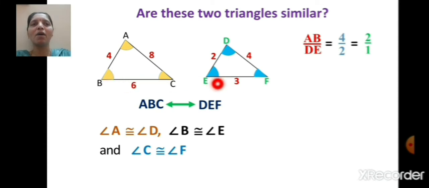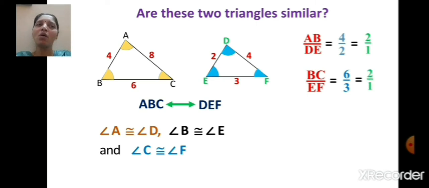Right? Now let's see the second ratio. That is BC upon EF. Substitute the values. BC is 6, EF is 3. So if you simplify this, you will get 2 upon 1. Okay, now let's find the third corresponding sides ratio. That is AC upon DF. So AC upon DF is 8 upon 4. After simplification, again you will get 2 upon 1.